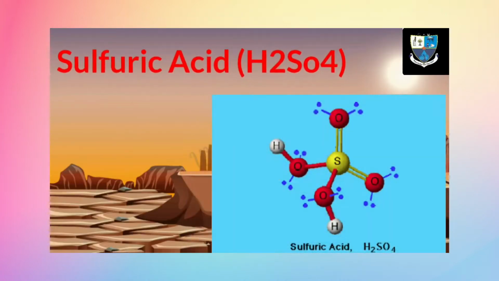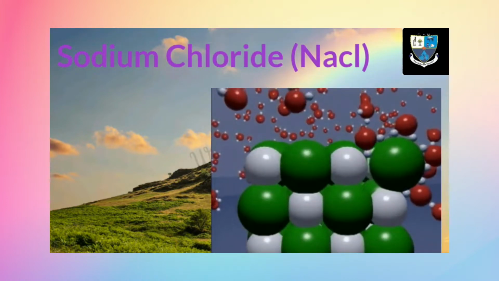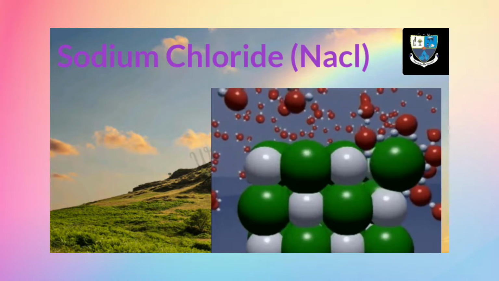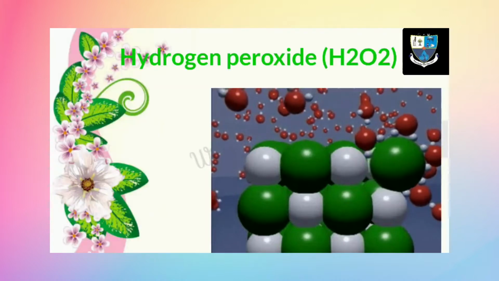Next, sulfuric acid, and the chemical formula is H2SO4, and the diagram beside is the chemical structure. Next, sodium chloride. The chemical formula is NaCl, and the diagram beside is the chemical structure.